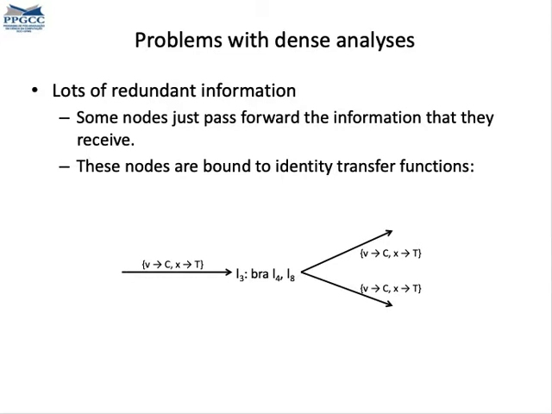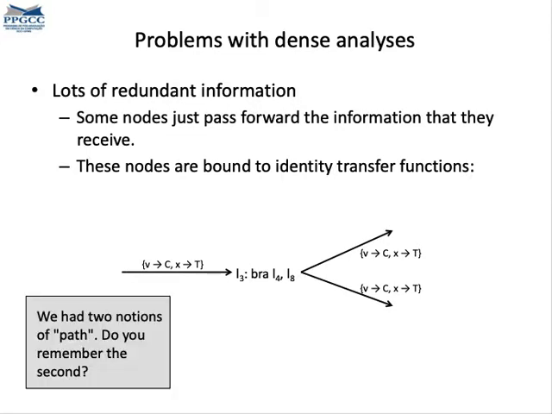The dense implementation suffers from lots of redundancies. For instance, instructions like branches are bound to identity transfer functions. They do not create new information, so what comes in is what goes out.